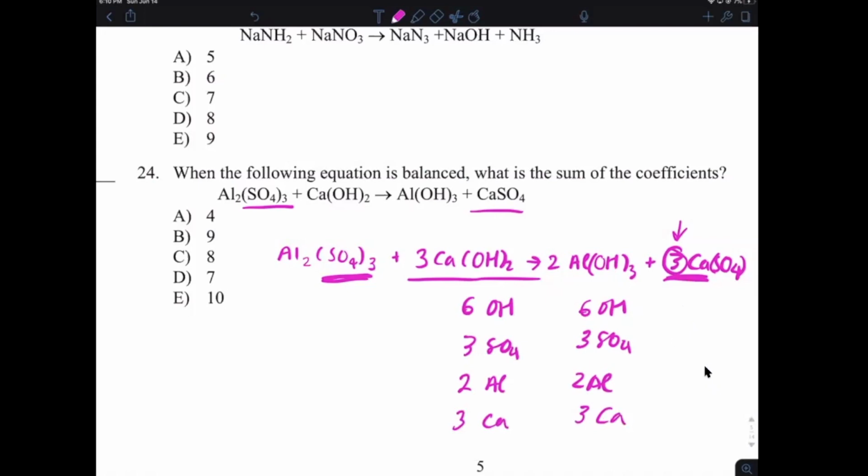All right, so now it's just asking what's the sum of the coefficients. So we just add up everything. 3 plus 2 plus 3 plus 1, and we get 9. So I think the answer is B to number 24. Does that make sense?